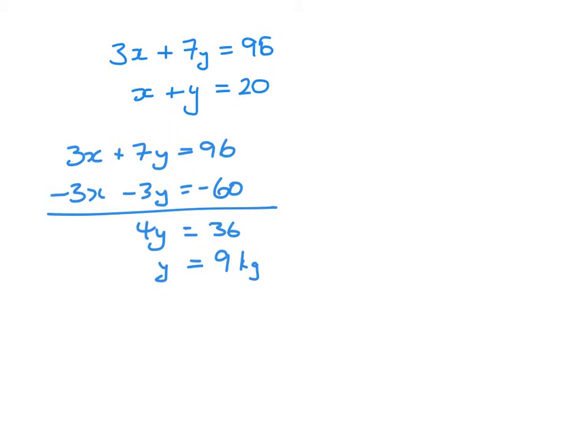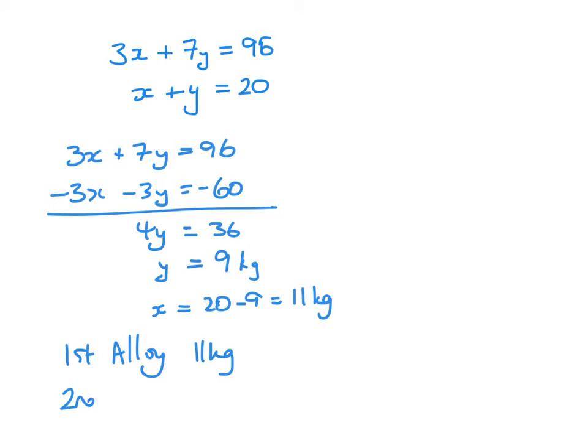kilograms. And therefore, x, well, since x and y together add up to make 20, then x will be 9 taken away from 20. So we have 11 kilos of the first alloy, and for the second alloy, we've got 9 kilos.